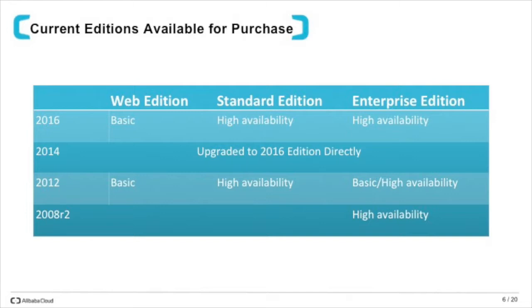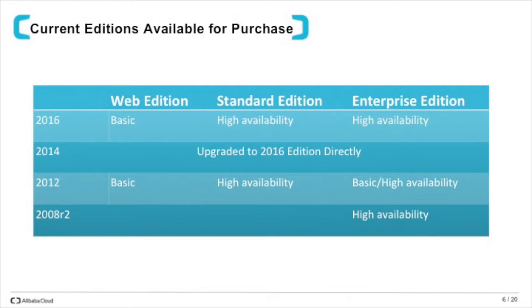On the previous slide, I mentioned the 2008 R2 and the 2012 editions. I will now show you all the editions that you can purchase on this slide. Let's have a look. As you can see, all the web editions are basic series, and all the standard editions are high availability series, except the 2012 Enterprise Basic Edition, which we didn't release.